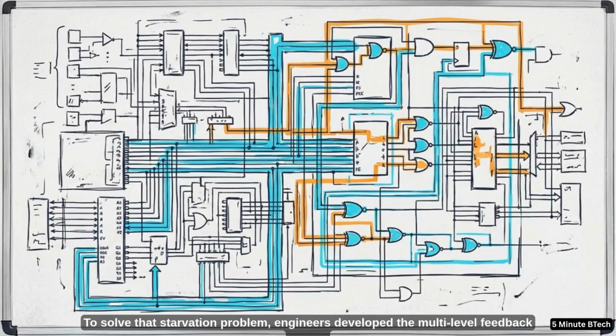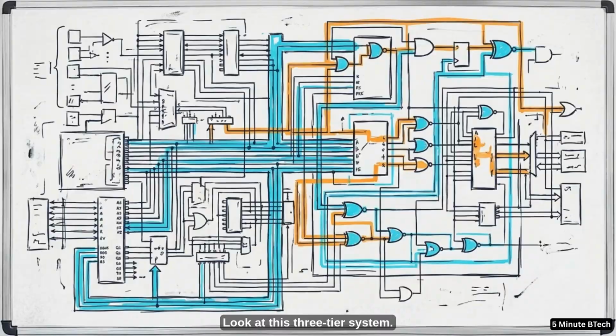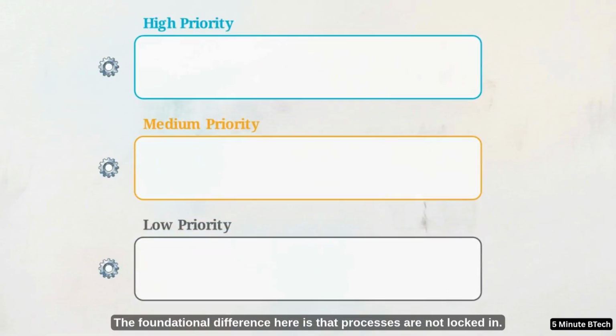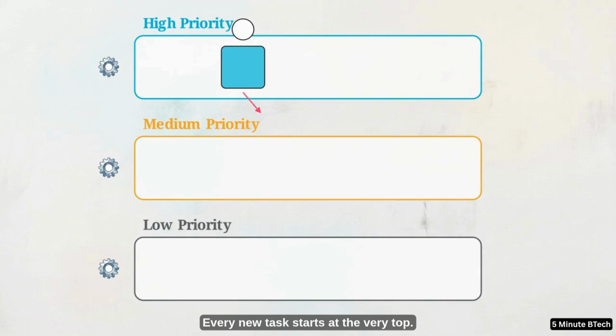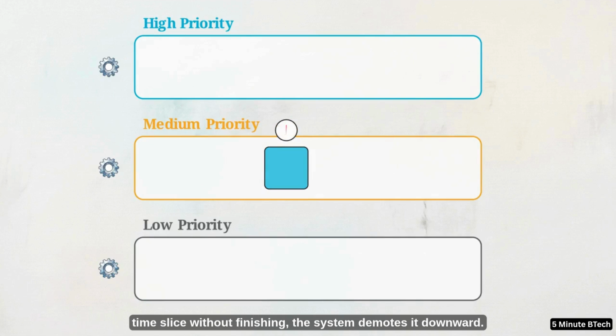To solve that starvation problem, engineers developed the Multilevel Feedback Queue. Look at this three-tier system. The foundational difference here is that processes are not locked in. They can move dynamically between the queues based on how they behave. Every new task starts at the very top, but if a task eats up its entire allotted time slice without finishing, the system demotes it downward.